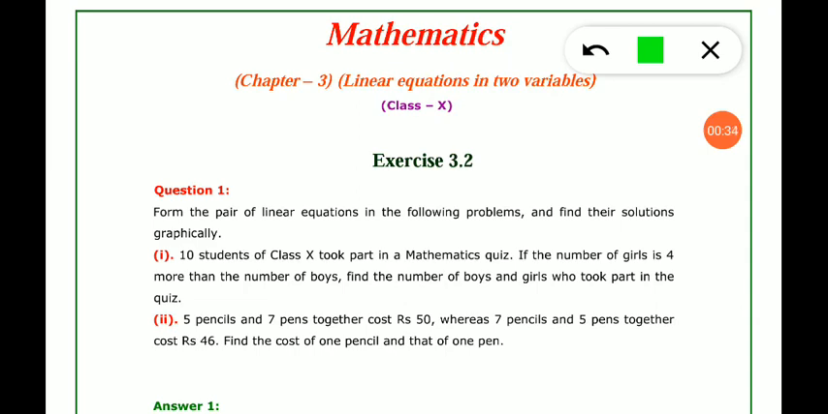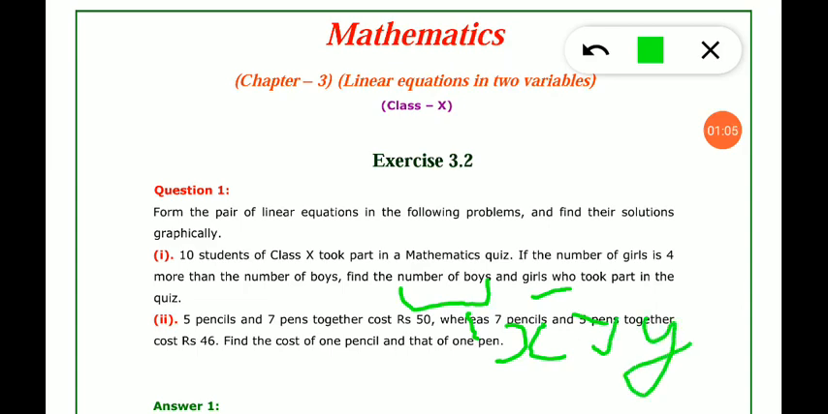part in the quiz. Remember students, this is from the chapter Linear Equations in Two Variables, so we will always use two variables. So let's make the algebraic expression quickly. Okay, let the number of boys be x and the number of girls be y.